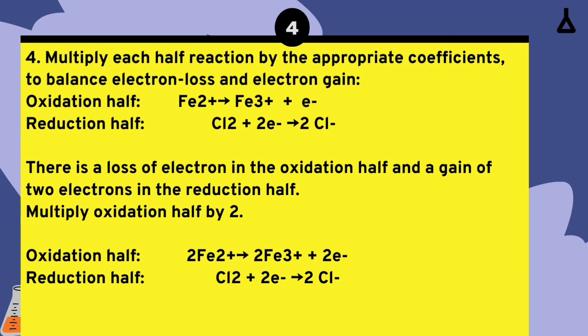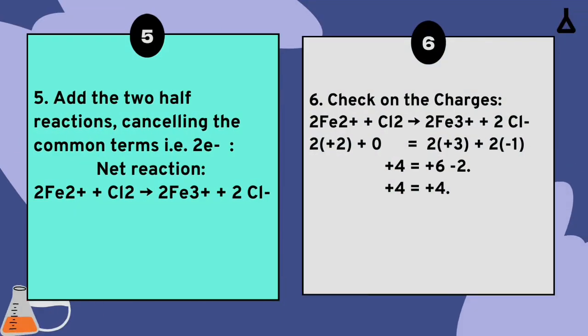Now to step number 4. Multiply each half reaction by the appropriate coefficients to balance electron loss and electron gain. For the oxidation half and for the reduction half, as we have done in 3b, there is a loss of 1 electron in the oxidation half and a gain of 2 electrons in the reduction half. So we have to balance the electrons. So we multiply the oxidation half by 2. If we multiply by 2, then we add the two half reactions, cancelling the common terms, that is, 2 electrons.